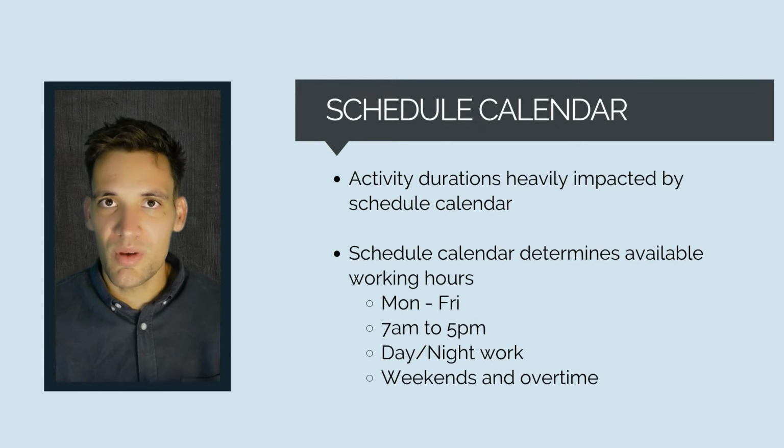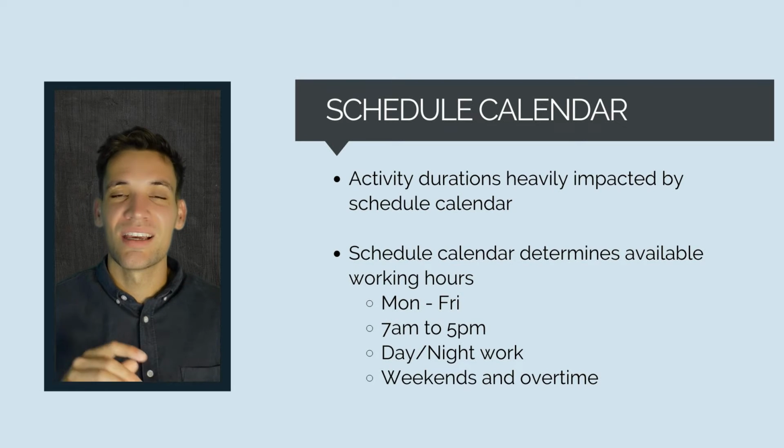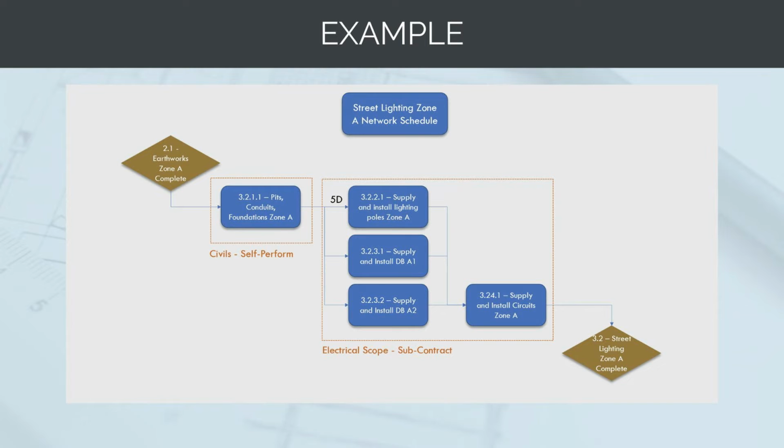Now, there's also some other things that impact the schedule calendar. These are things like public holidays, the amount of inclement weather, and other considerations. Again, let's go back to our example of the street lighting works on a road project. So we've broken it down into 2 sets of activities. We've got our self-performed civil activities, and we've got our electrical subcontract activities.